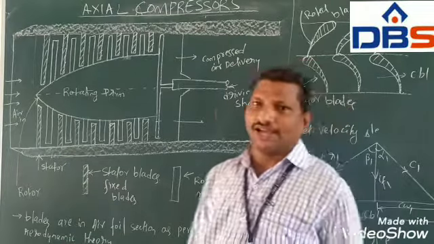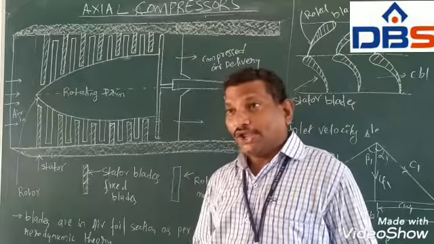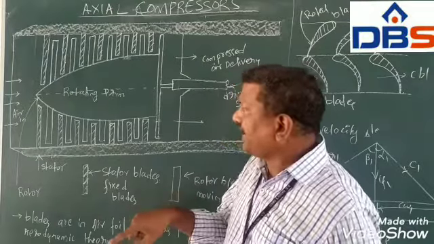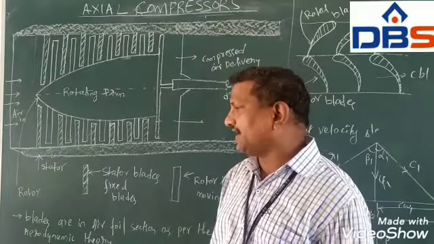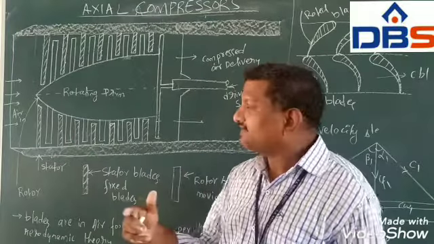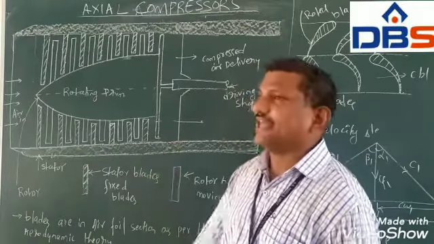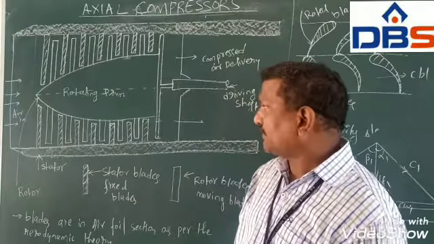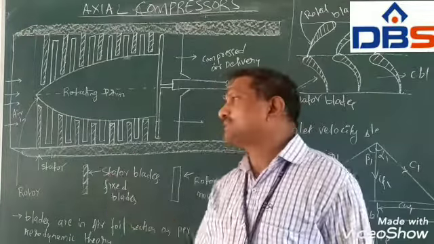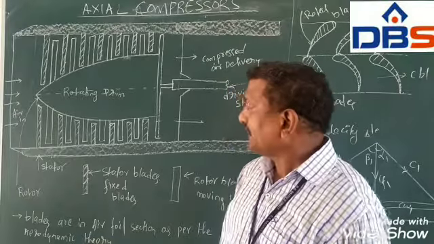What is meant by stalling? Stalling is nothing but when the air fails to follow the blade contours of the next stage; then we can say the air is stalled. By following this aerofoil structure, stalling problems are minimized.